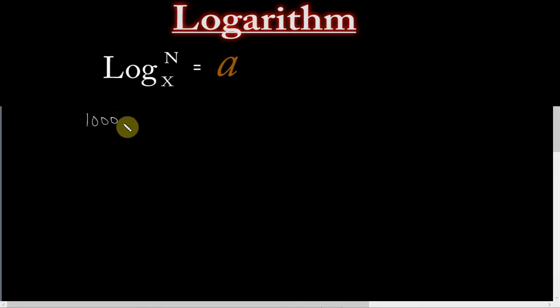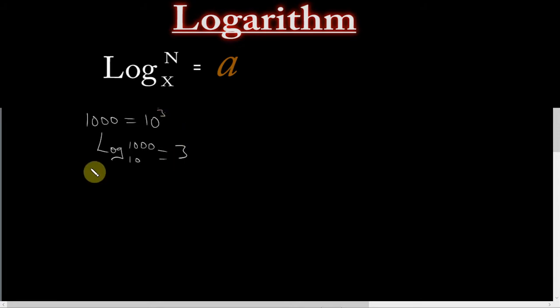Let's say we have 1000. We know that 1000 is equal to 10 to the power 3. Now when I say logarithm of 1000 to base 10, it will give us 3, this power here. That is what I was trying to explain with this. The logarithm of a number n to a base x is equal to that value of the power that the base will be raised to give n.